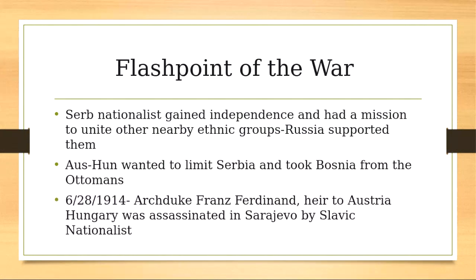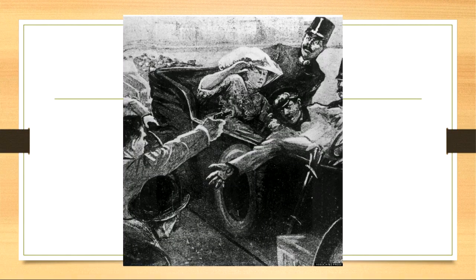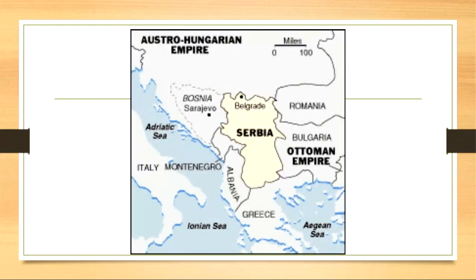The flashpoint of the war is when one of these small ethnic groups, the Serbian nationalists, wanted to be their own country from Austria-Hungary, and they assassinated one of the leading figures of that country. Here's the assassination of Archduke Ferdinand. Serbian people that were part of Austria-Hungary, in and out of it along the borders, were seen as the culprits and everything like that.